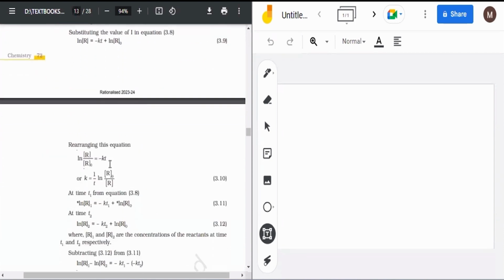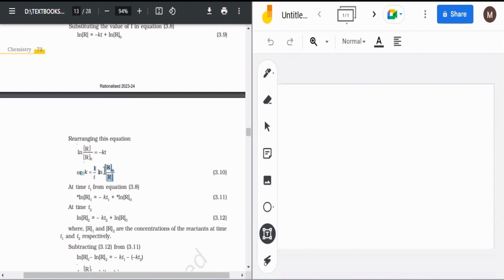And on solving it, we will get the final form k = (1/t) ln(R0/R), where R0 is the initial concentration and R is the concentration at any time t. So to calculate the value of the rate constant, you have to divide by the time in which R0 changes to R, where R is the concentration at that time.